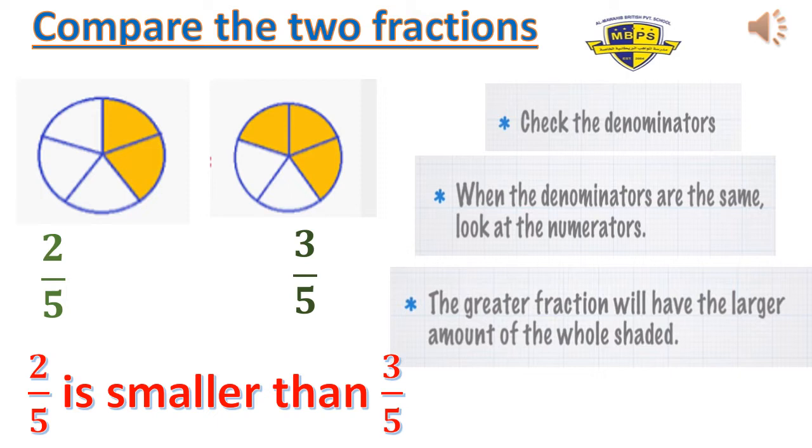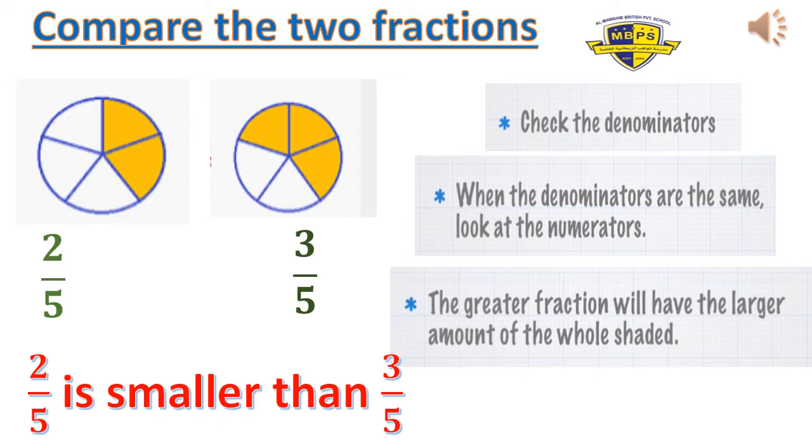What is the difference? Now, the first circle is shaded into 2 equal parts, and the second circle is shaded into 3 equal parts. So the fraction in the first circle is 2/5, and in the second circle the fraction will be 3/5. Now when we compare the two fractions, we have to follow a few steps.